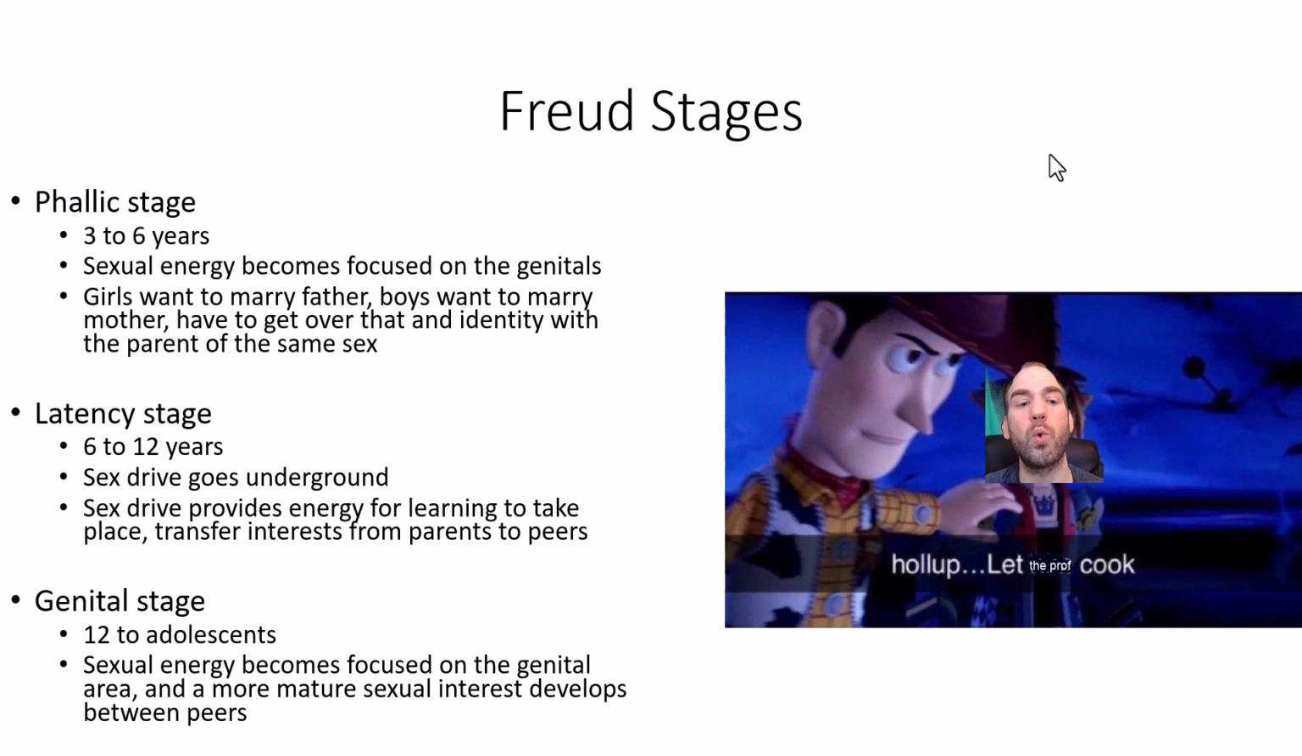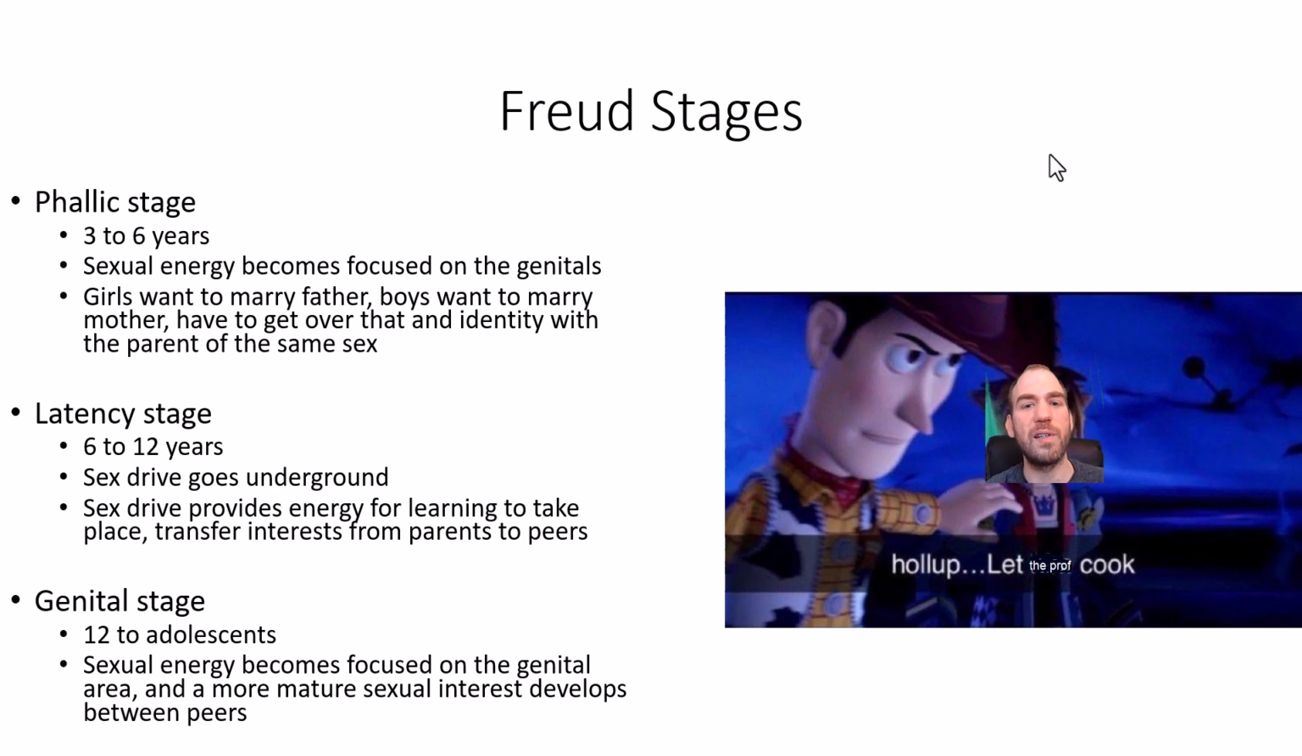Latency stage, 6 to 12 years of age. During this time, Freud argued that the sex drive goes underground. The sex drive provides energy for learning to take place and transfers interest from parents to peers. And then finally, the genital stage, which is 12 to adolescence. Sexual energy becomes focused on the genital area, and a more mature sexual interest develops between peers.